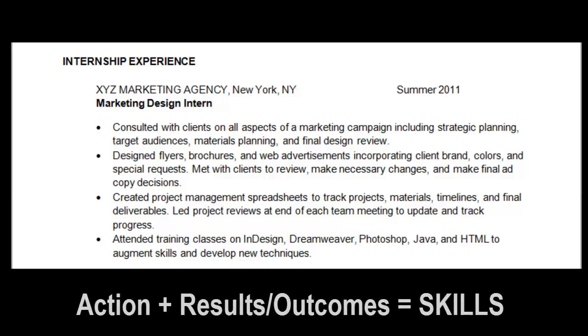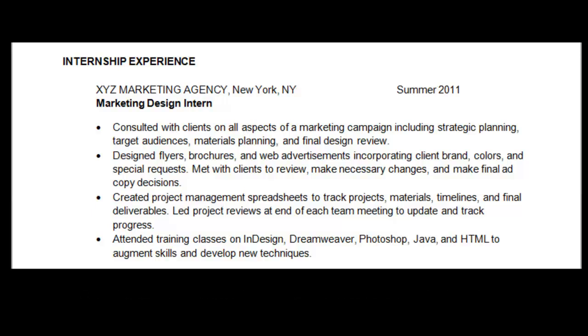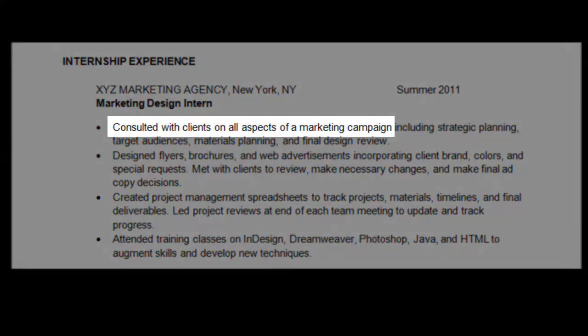When writing your resume, focus on this type of sentence structure. Action plus results/outcomes equals skills. This structure is one sentence with 2 parts that will showcase your abilities. Action is the task you performed. You start with an action verb and include the responsibility at your job. The result is the how, the why, or what you did to achieve this action.